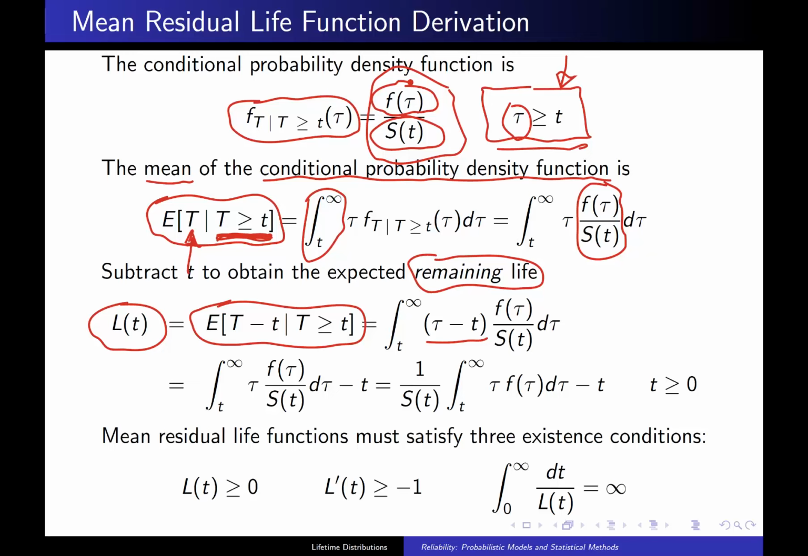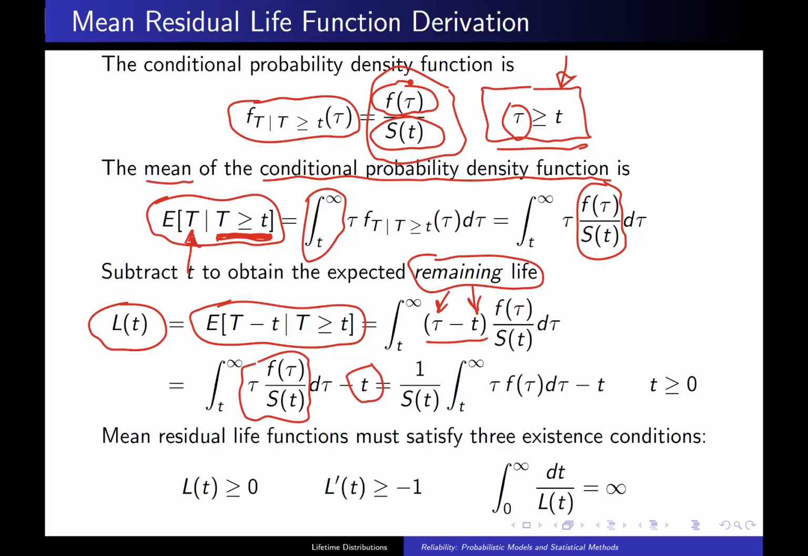When you distribute the tau and the t, you'll notice that t is being multiplied by f of tau over s of t over its support, so that's just going to integrate to 1, and that's going to leave you with a t right here. The other piece you can do less with, that's just going to be tau times your conditional probability density function.